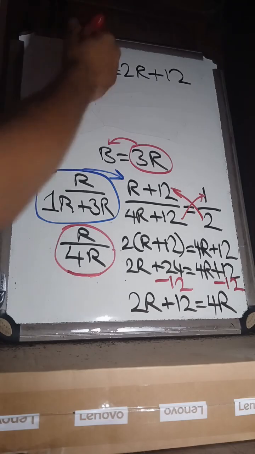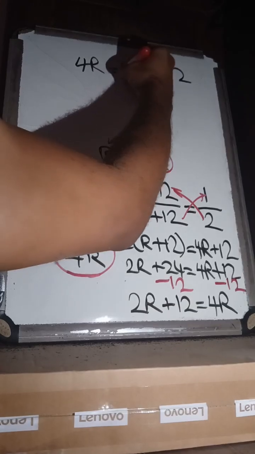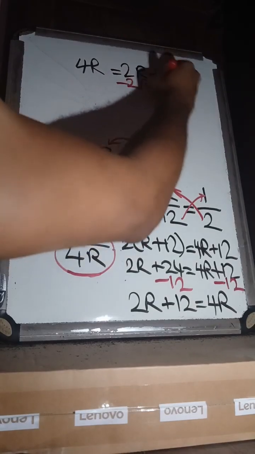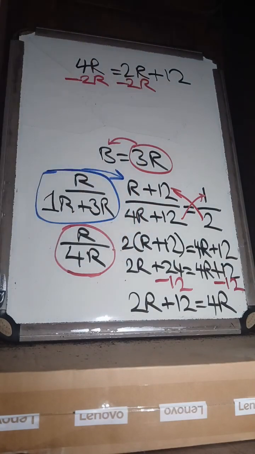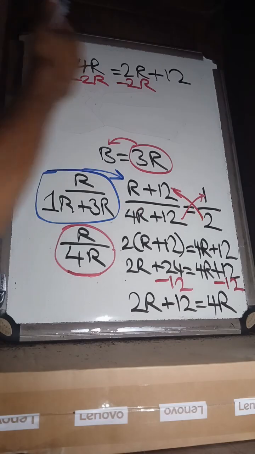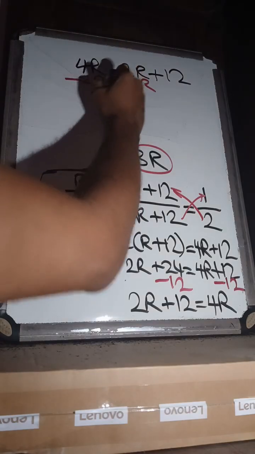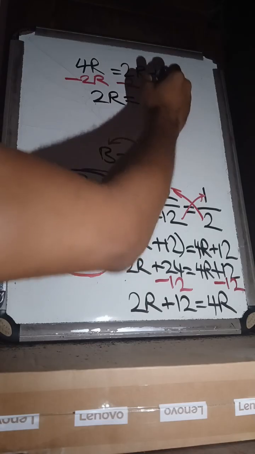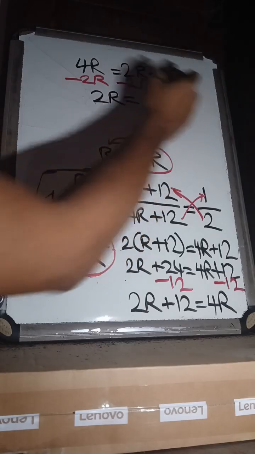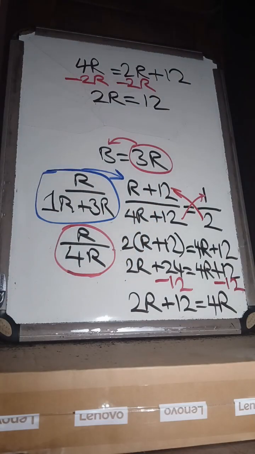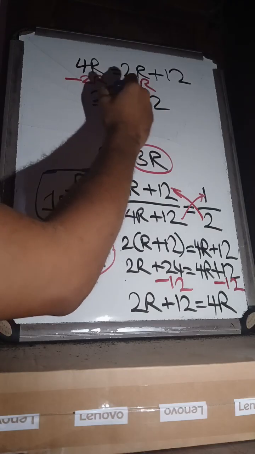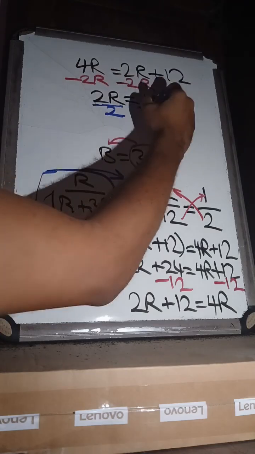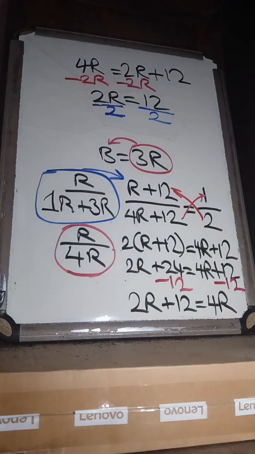So we're going to minus 2r from here, minus 2r from here. Right? So now that's going to be 2r. This is going to be 0 plus 12, which is just 12. I know we only have one more step. So we divide that by 2. And we divide that by 2.